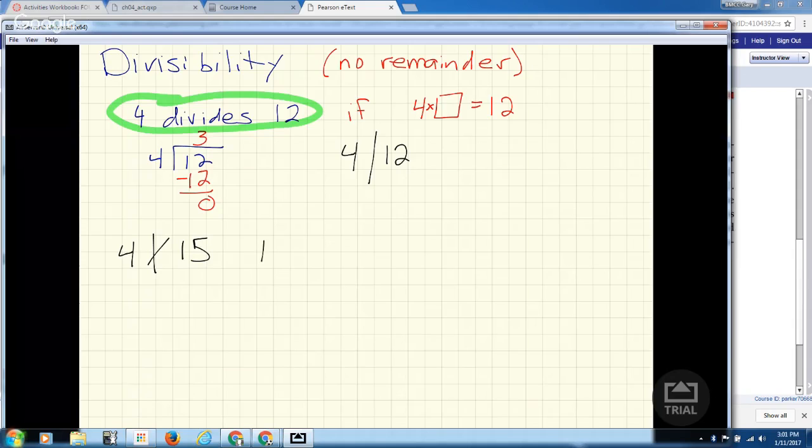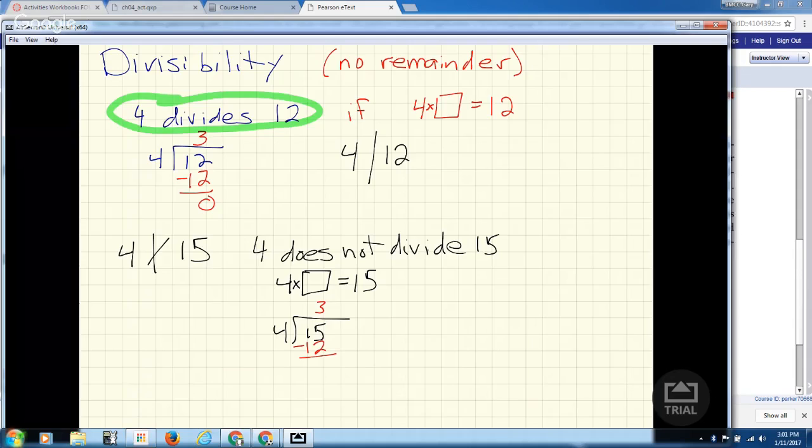On the other hand, 4 does not divide, say, 15. So that's the shorthand for 4 does not divide 15. There is no whole number I can multiply by 4 to get 15. Alternatively, if we divide 4 into 15, 4 times 4 is 16, that's too big, so we would have to choose 3, in which case we subtract and get a remainder of 3. So since the remainder is not 0, it's 3, 4 does not divide 15.